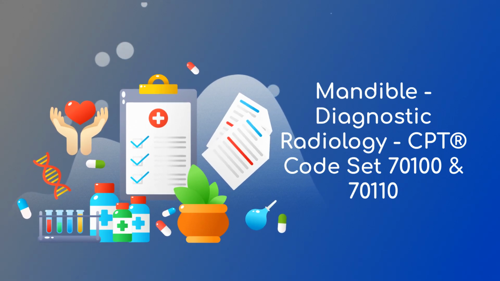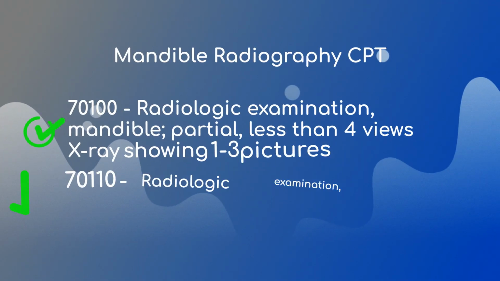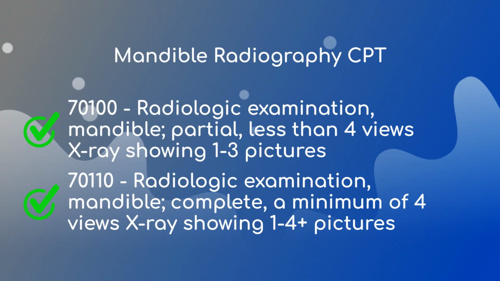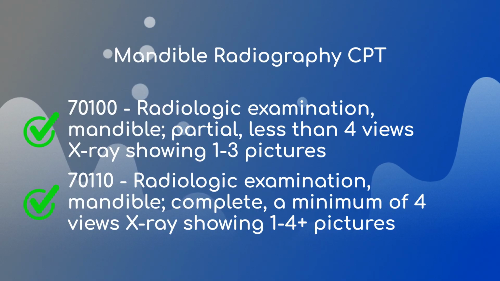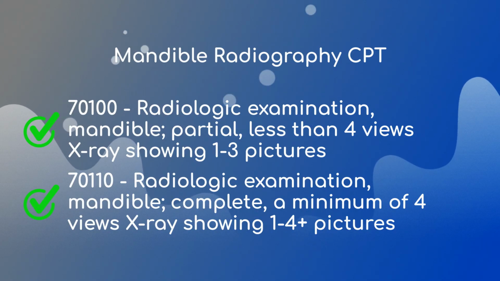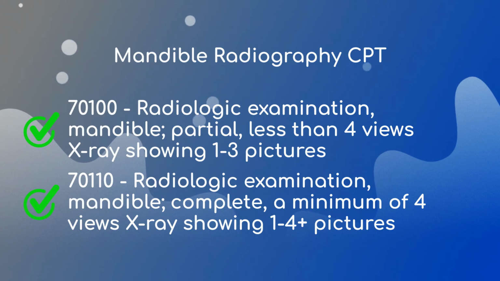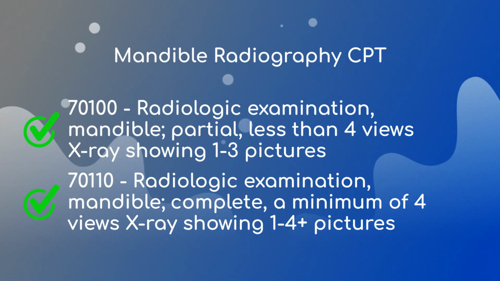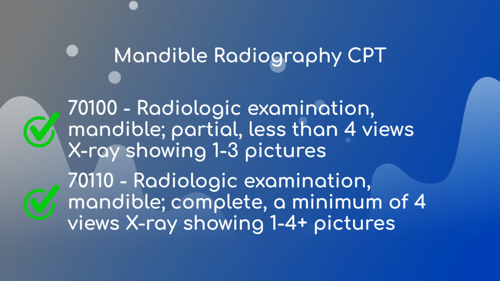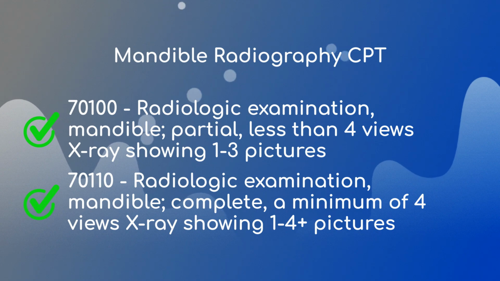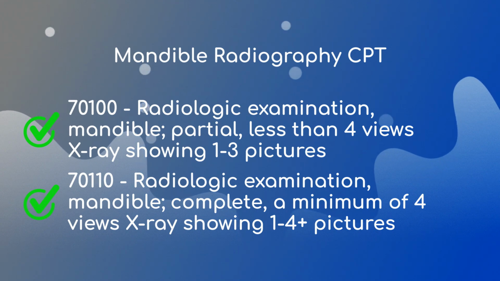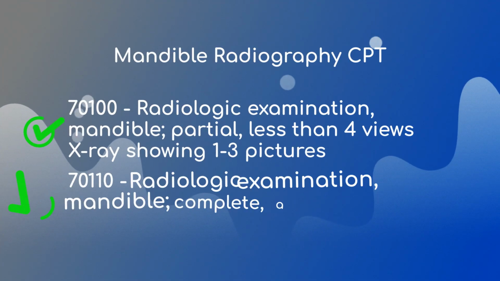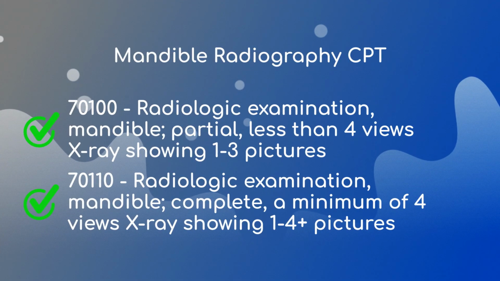and coding accuracy. For mandible radiographic examinations, two primary CPT codes are used: 70100, radiologic examination of the mandible, partial, defined as fewer than 4 views. Use 70100 when 1 to 3 radiographic images are obtained. 70110, radiologic examination of the mandible, complete, defined as 4 or more views. Use 70110 when 4 or more images are taken to evaluate the mandibular structures comprehensively.